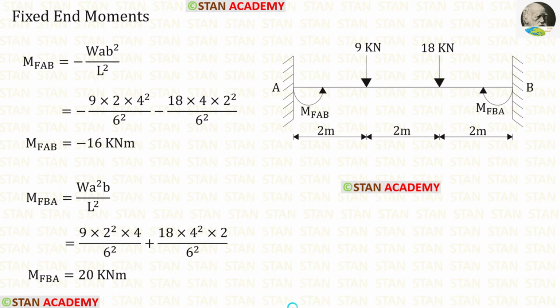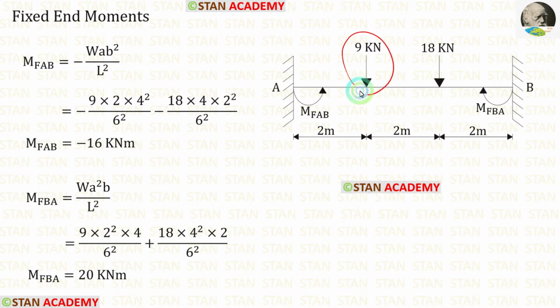Now, let us find the fixed end moments. First, let us find them in the span AB. In the span AB, we have two eccentric point loads, 9 kN and 18 kN. The formulas to find the fixed end moments are minus W A B square upon L square and positive W A square B upon L square.